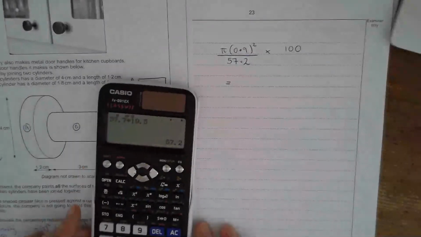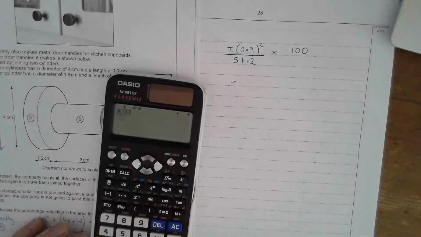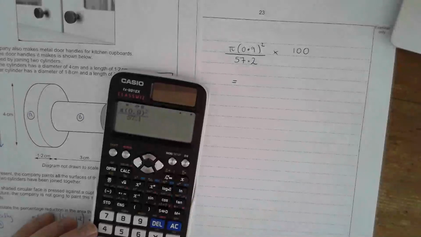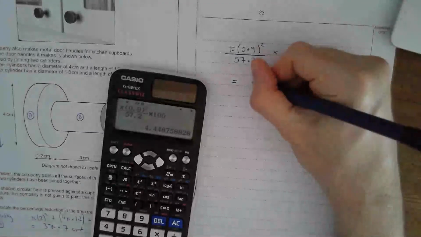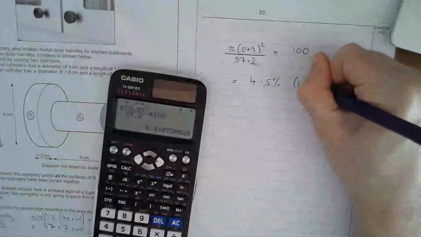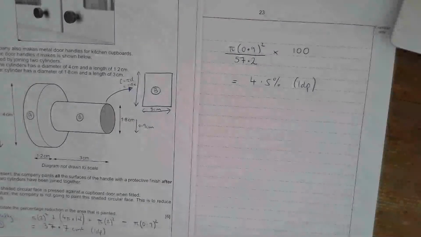So, brackets, pi, brackets 0.9 squared, over 57.2, to the side, times by 100, comes to 4.44 or 4.5% to 1 decimal place. So the percentage of the reduction of what's being painted is 4.5%.